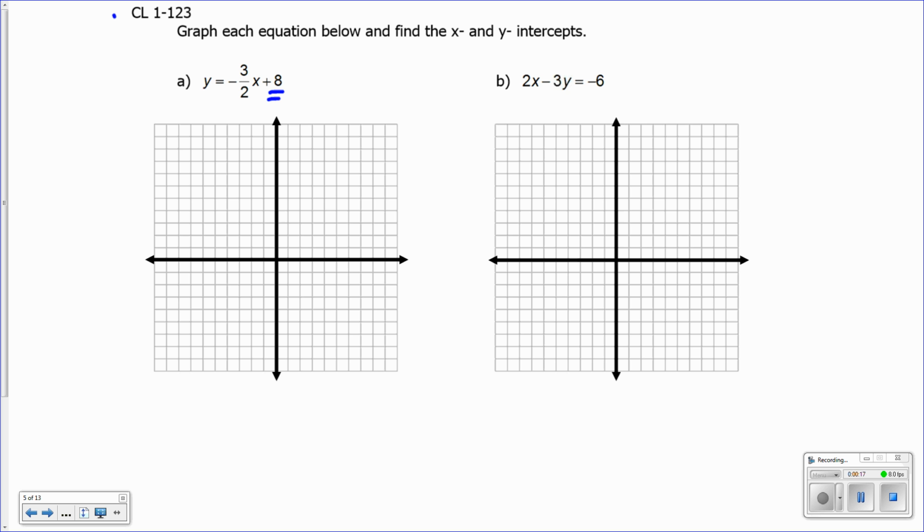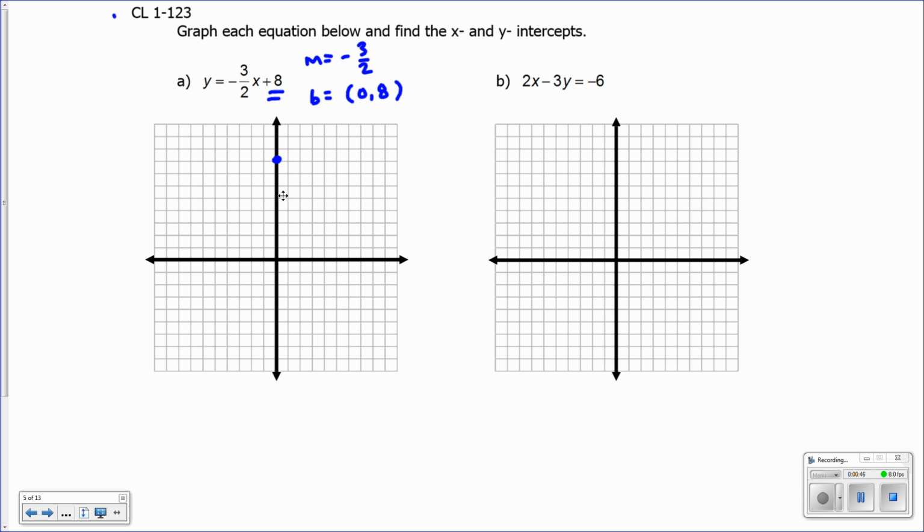Remember, this is our y-intercept. So our slope, our y-intercept, that's what you need to know a lot of times. We've got 0, 8. The slope right now is negative 3/2. I'm going to plot my y-intercept first: 1, 2, 3, 4, 5, 6, 7, 8. And then let's go our slope. We're going down 3, right 2.